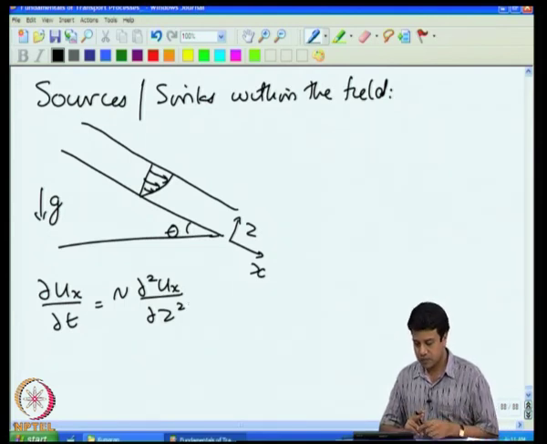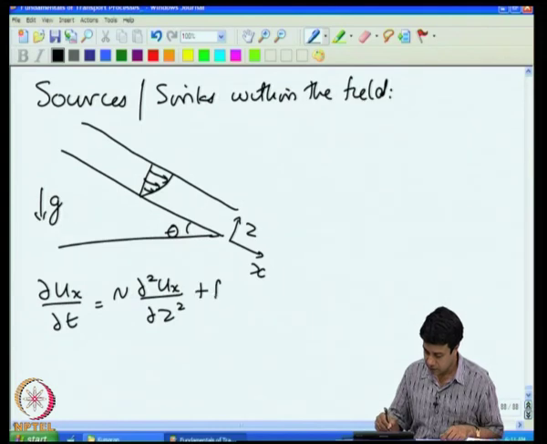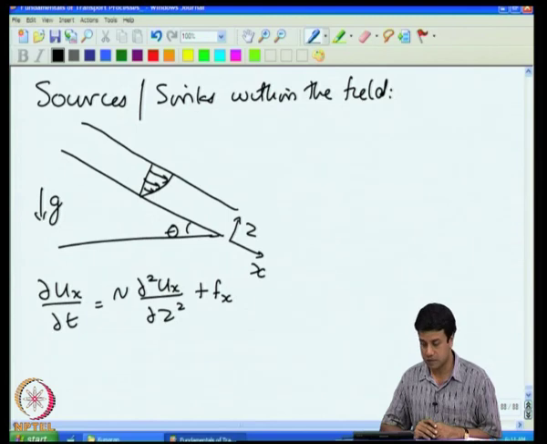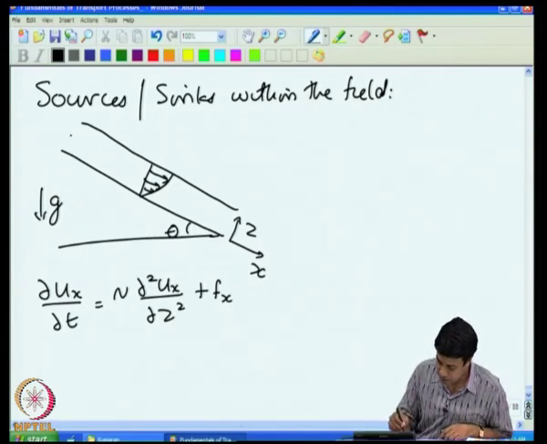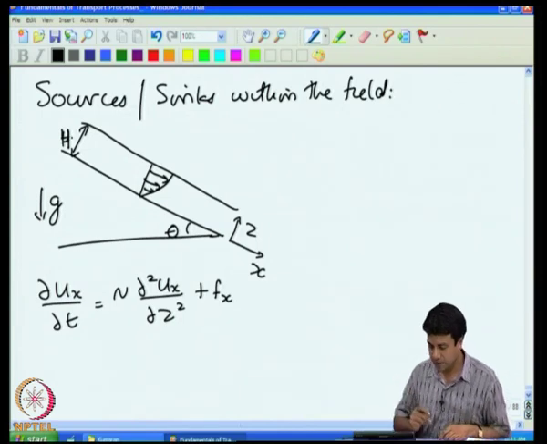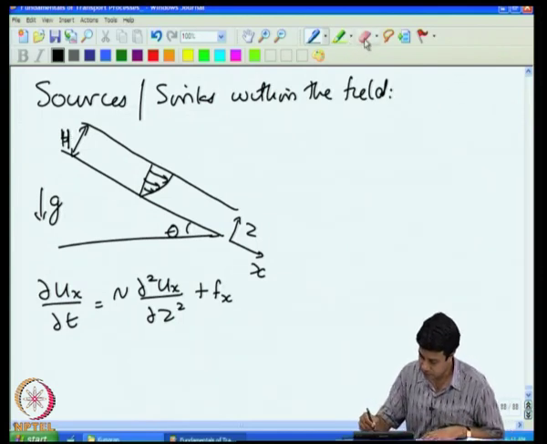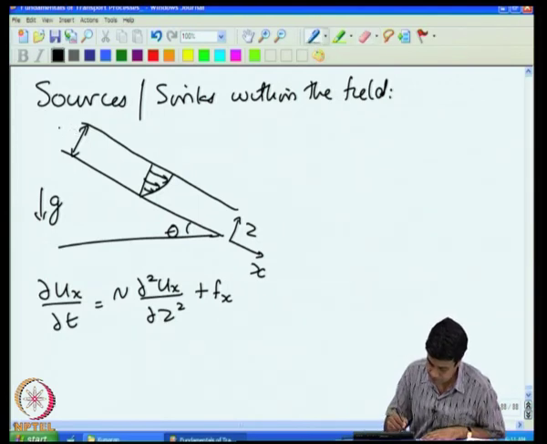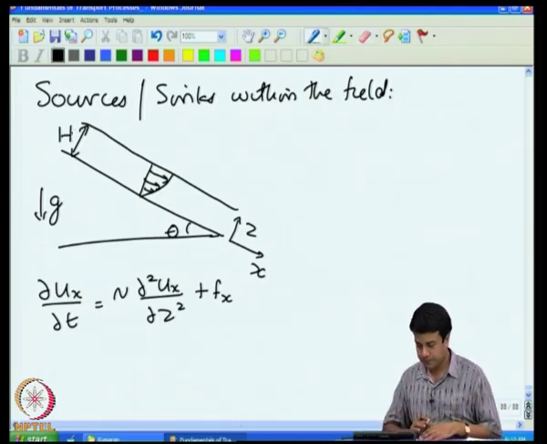However, there is also a force acting on this due to the gravitational field. There is a force acting on this along the x direction due to the gravitational field because it is inclined at a fixed angle to the horizontal. Once again I will take the layer thickness as h, and I would like to find out what is the velocity profile as a function of h.